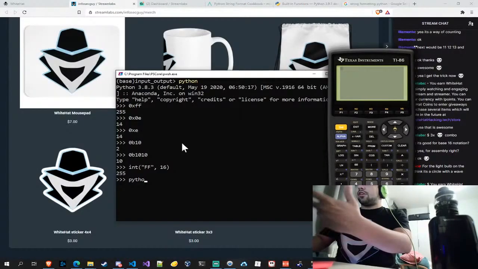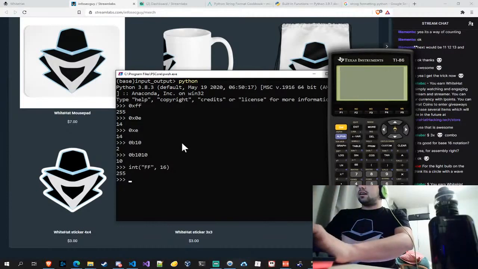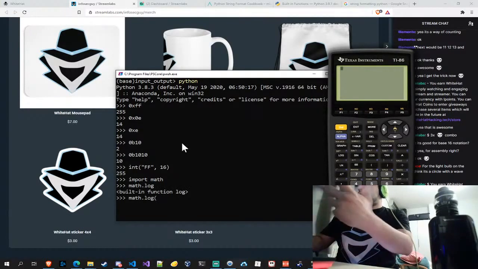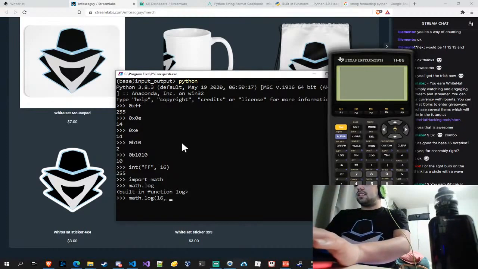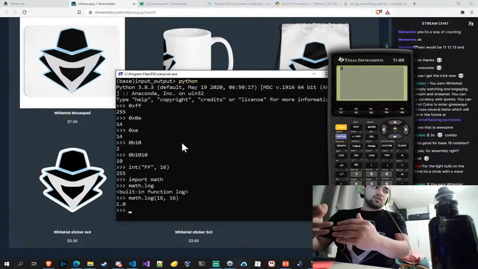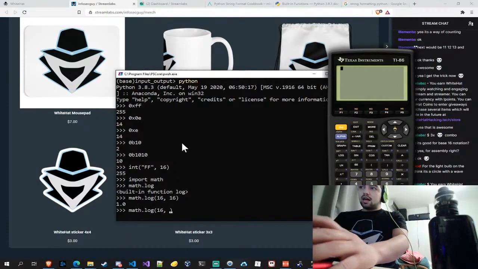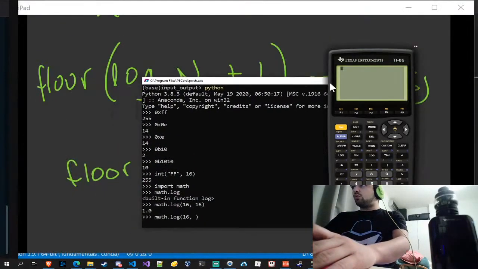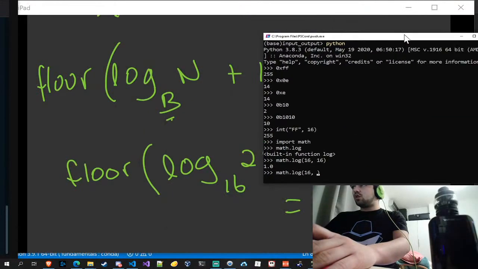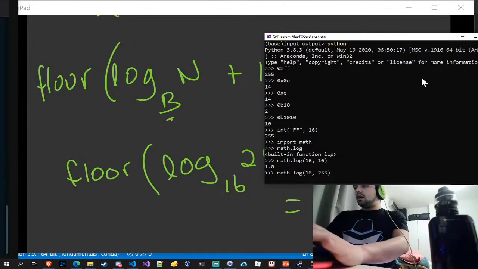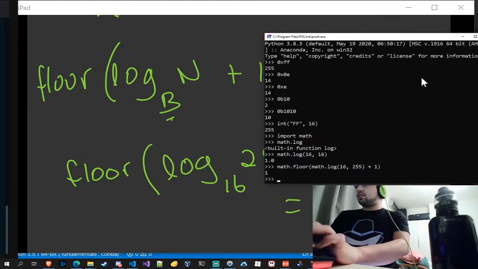How do I do this? I thought the calculator would do it, but it doesn't matter. So in Python we can import math, and we can of course do math.log. And if we do math.log, just to show you that it's a thing, base 16 of 16 should give us 1, because 16 raised to the power of 1 is 16. So log base 16 of what we were doing before, which was 255 plus 1. And now we need to floor this, by the way. So math.floor this.